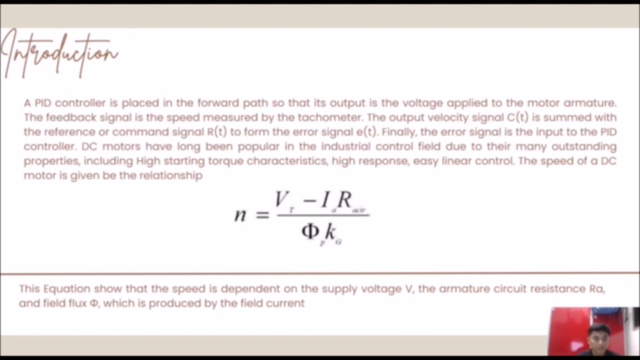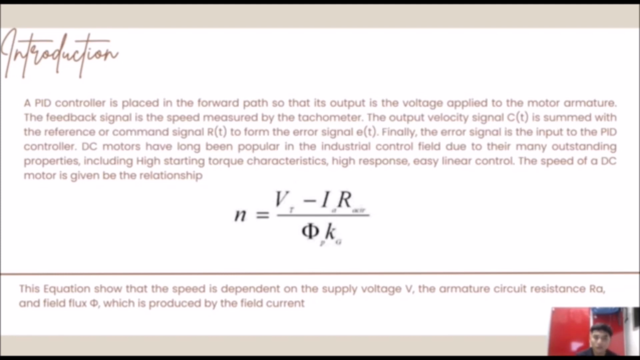The PID controller is placed in the forward path, so its output is the voltage applied to the motor armature. The feedback signal is the speed measured by a tachometer. The output velocity signal, which is C(t), is compared with the reference signal, which is R(t), to form the error signal, which is E(t). Finally, the error signal is the input to the PID controller.